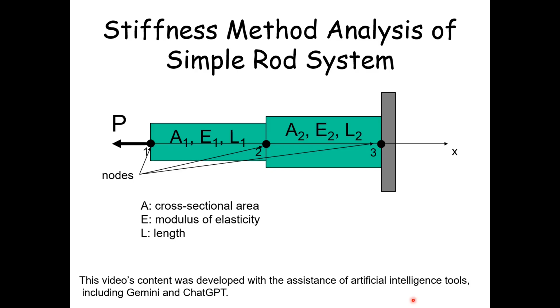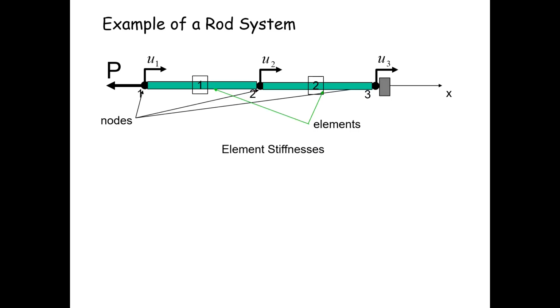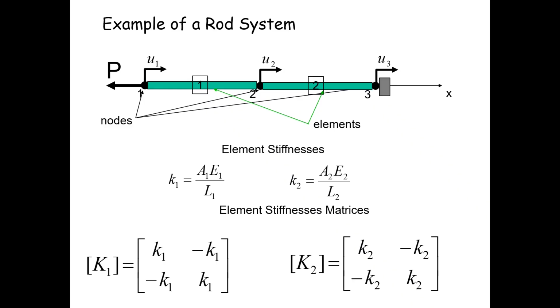First, we define the stiffness for each individual element. The stiffness for element 1 is K1, and for element 2, it is K2. Next, we create the element stiffness matrices, K1 and K2. Notice they are both 2 by 2 matrices because each element connects two nodes. Now, let's look at the entire system.